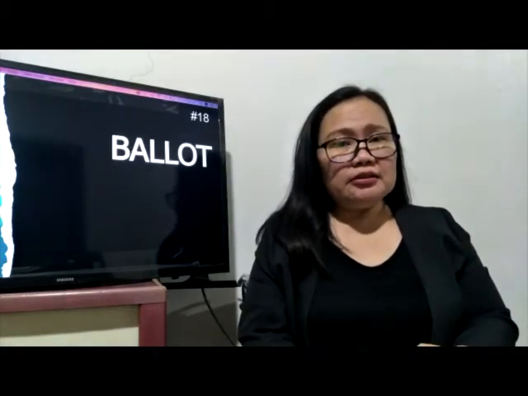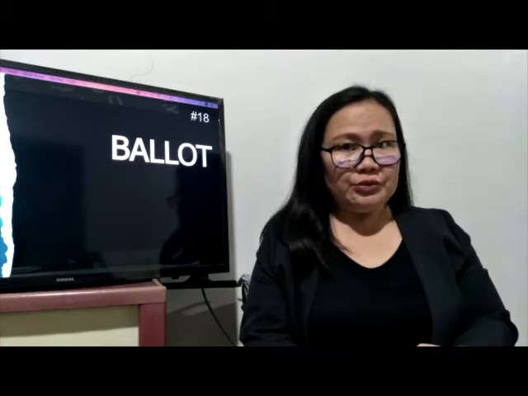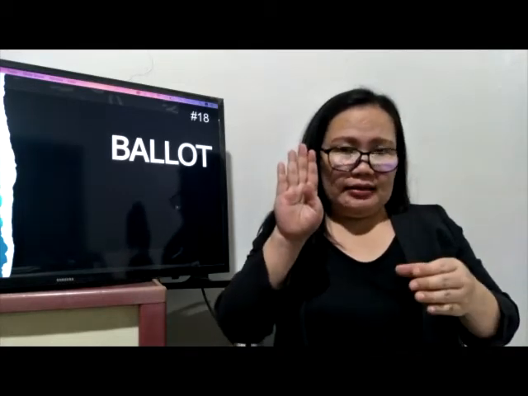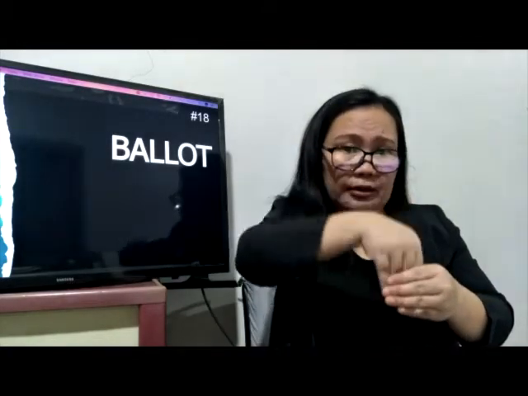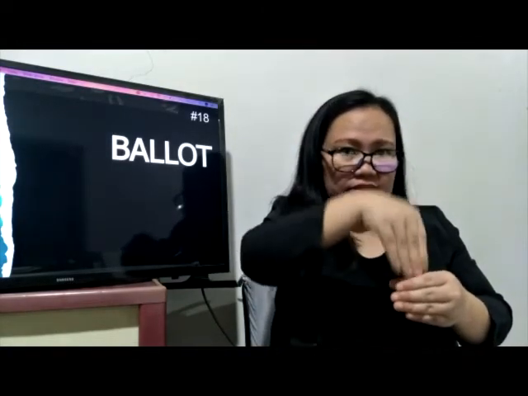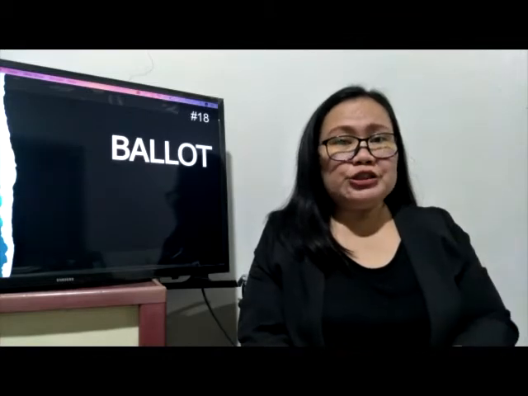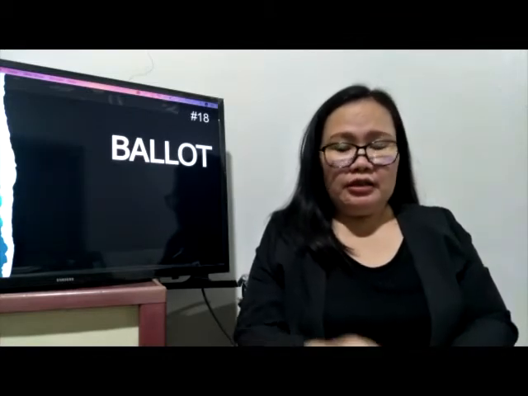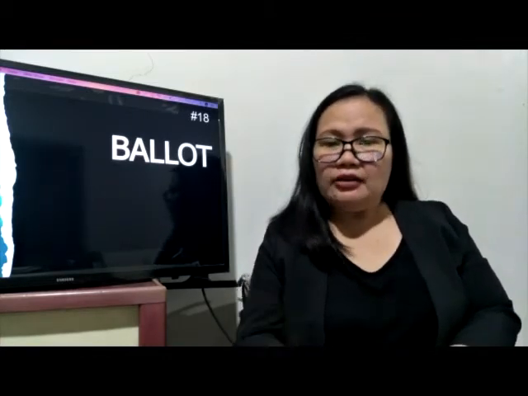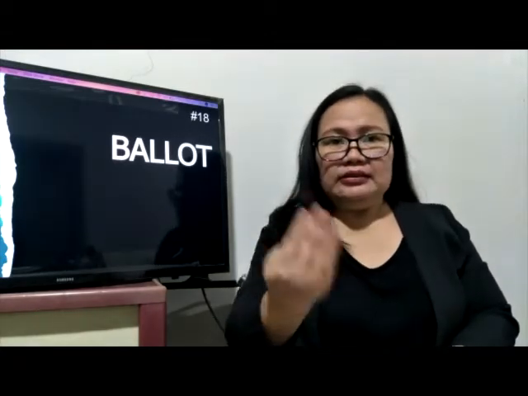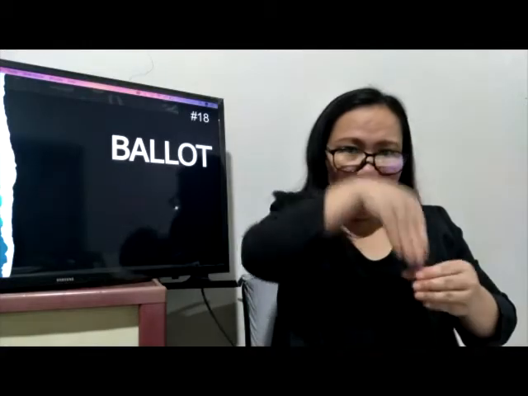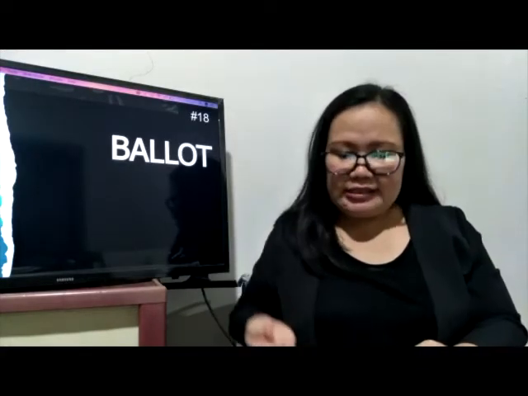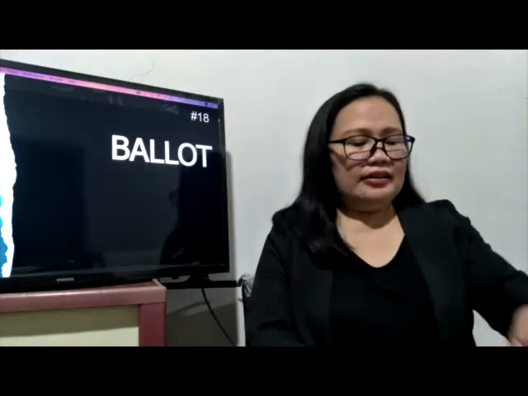Next word, ballot. You can sign ballot in two different ways. The first one is like this, B, and then you insert it on your left hand like this. Ballot. Or just like a ballot machine, you insert the paper like this, ballot. So the first sign of ballot is like this. Second one is like this.